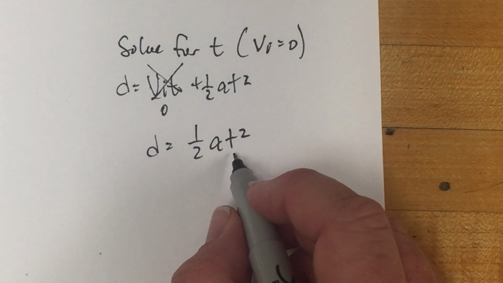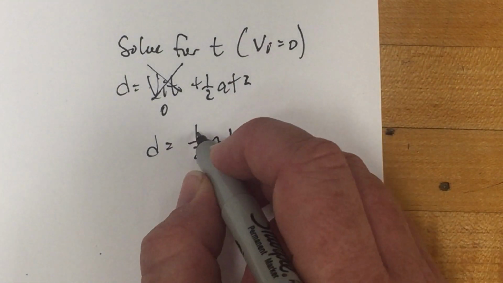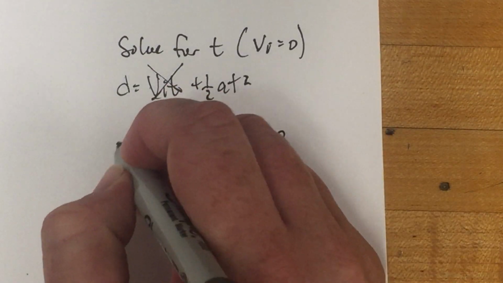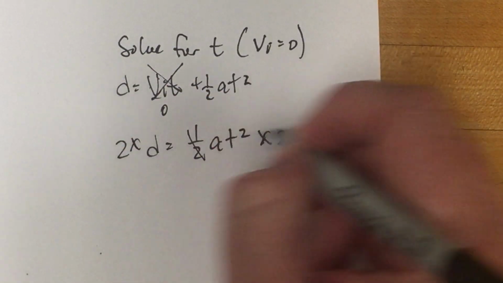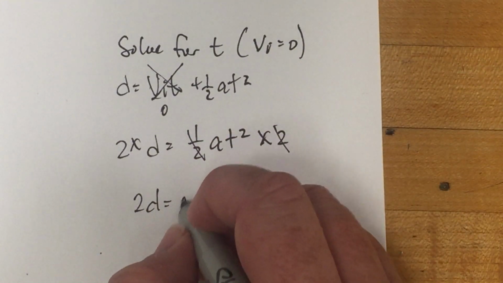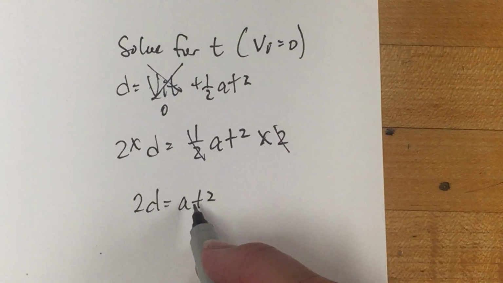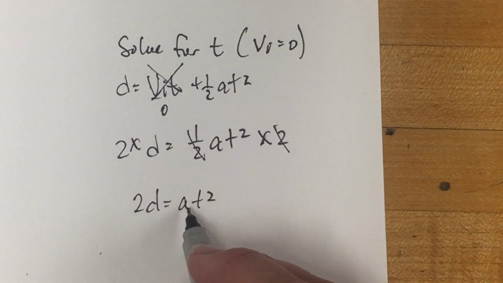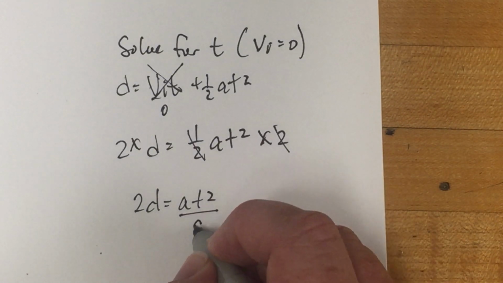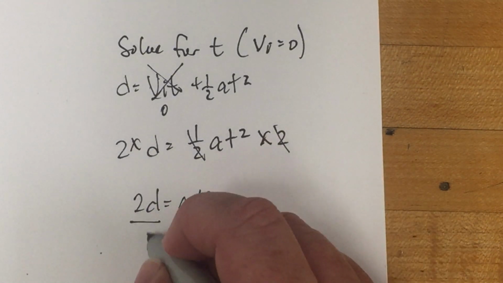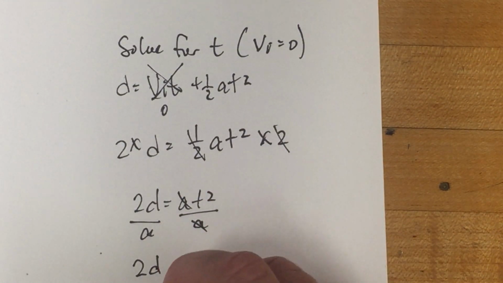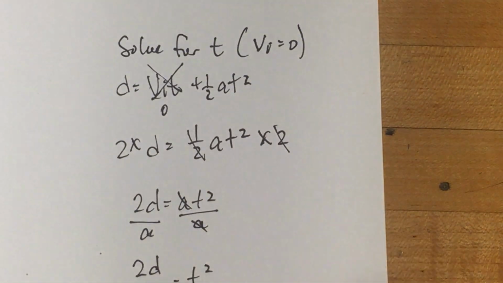Well, if we're solving for t, the first thing I'm going to do, I've got 1 divided by 2 here. I'm going to multiply by 2 on both sides. 1/2 times 2, those cancel out. So I'm left with 2d equals AT squared. I'm solving for t. Currently, a is multiplied by t squared, so I'm going to do the opposite. I'll divide by a to keep t by itself, and that gets rid of it. So I have 2d over a equals t squared.